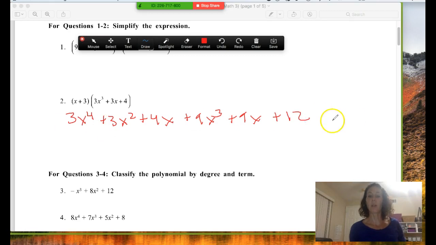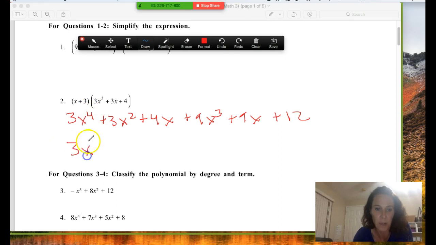Now I'm going to stop and go back and combine any like terms I have. I only have 1 to the 4th power, so I'm going to write it down here. So my degree is to the 4th power when I have my polynomial. Remember, my degree is the highest degree of my polynomial. So I do have a 4th power here.